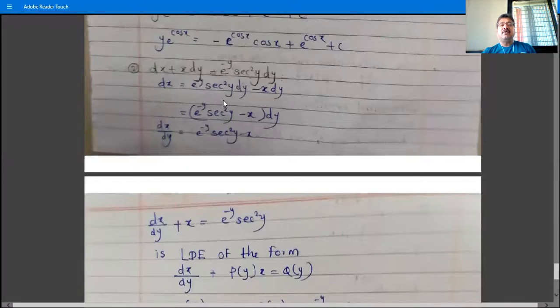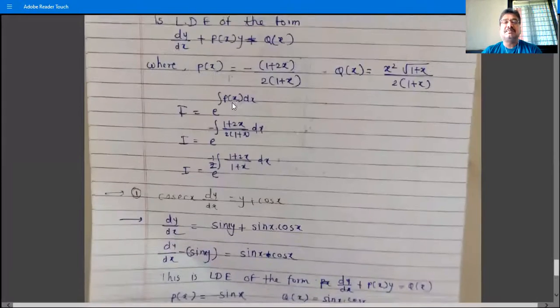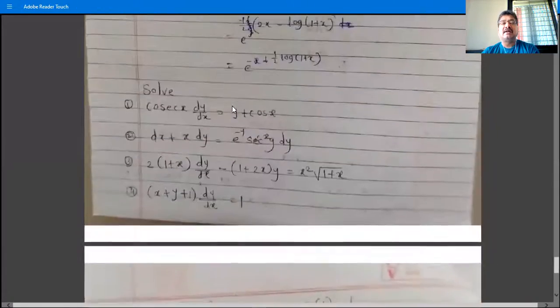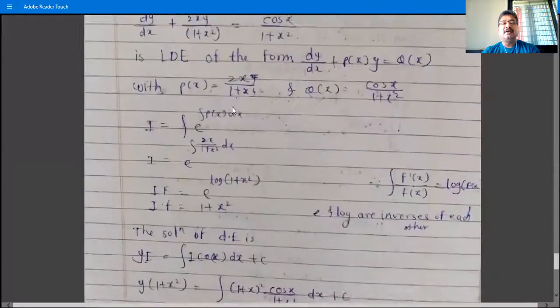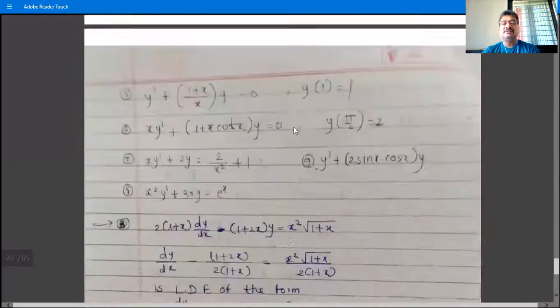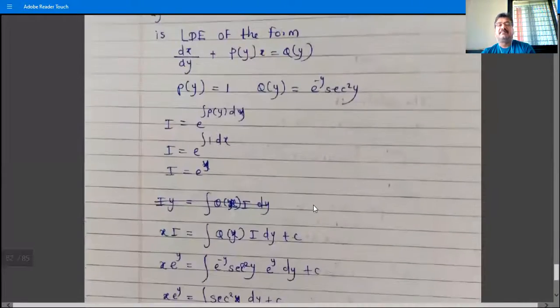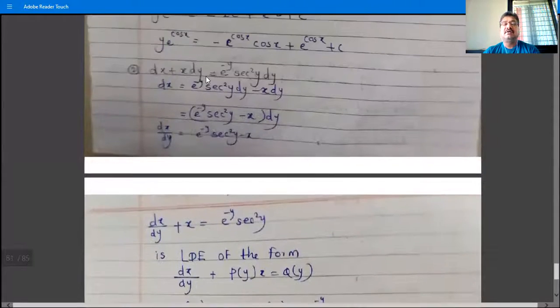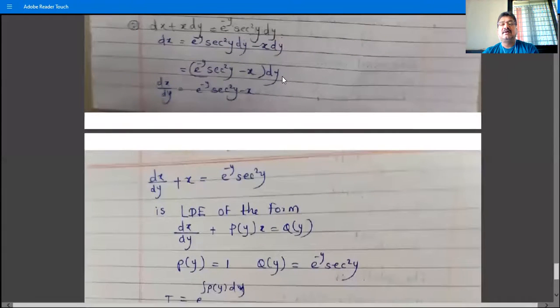What is the standard form? dy by dx plus P(x)y is equal to Q(x), or the other form is dx by dy plus P(y)x is equal to Q(y), instead of dy by dx. So now this is a differential equation of that type. This differential equation is not dy by dx, it is dx by dy.